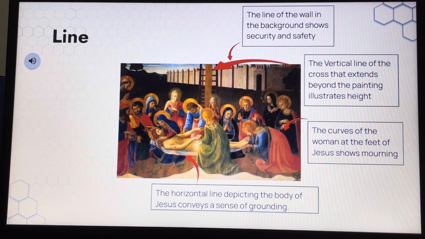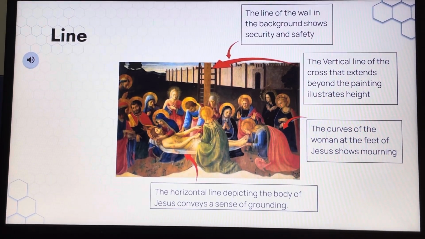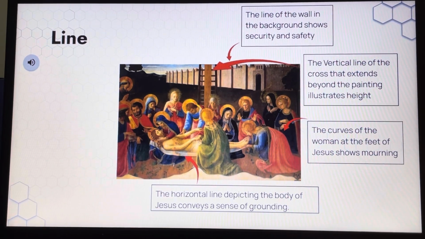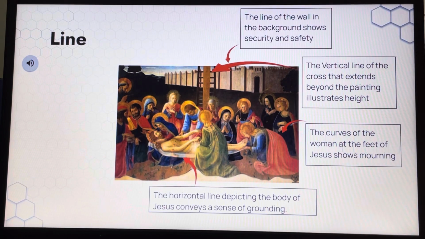The line in the background which creates the wall provides a sense of stability. The harsh and confident line implements security. The vertical line extends upwards behind the figures that outline the cross. This shows height within the painting.